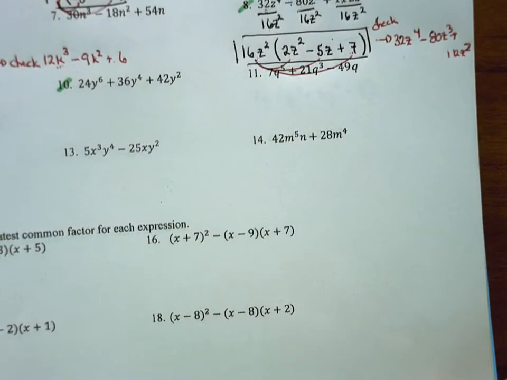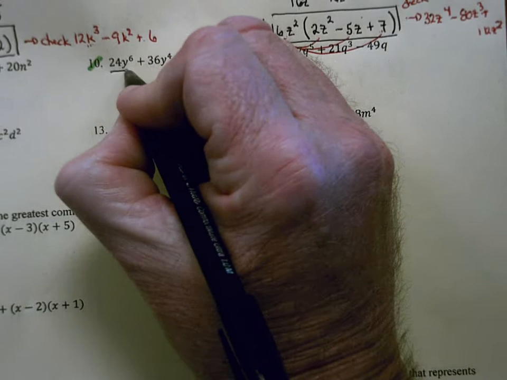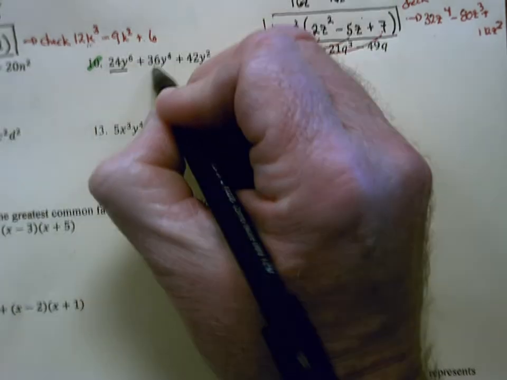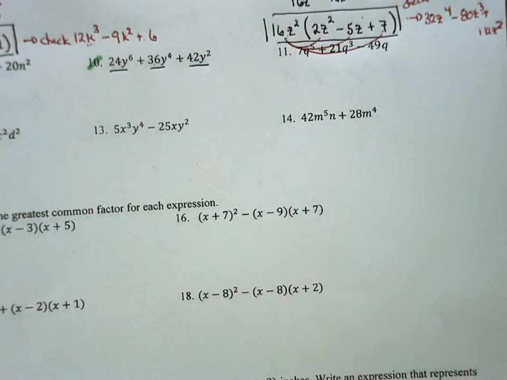Last one, and we're going to go over number 10. Okay, there's number 10. We have 24y to the 6, then we have plus 36y to the fourth, then we have plus 42y to the second. So let's find a greatest common factor.